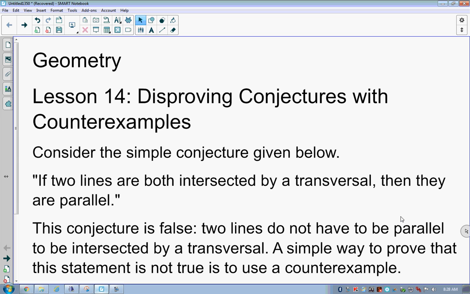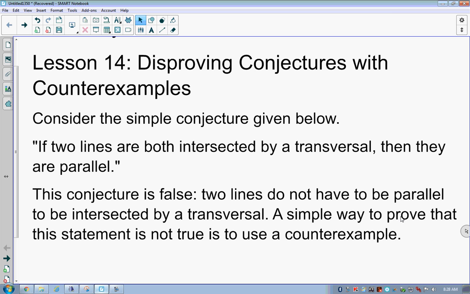Okay. All right, so if we have a conjecture that is if two lines are both intersected by a transversal, then they are parallel. That's a conditional statement, but if I can come up with a counterexample, then it's not true, right? Or not necessarily true. So this conjecture that is given here is actually false because it's not necessarily true. Now, it's sometimes true, but two lines do not have to be parallel to be intersected by a transversal. A simple way to prove that this statement is not true is to use a counterexample.